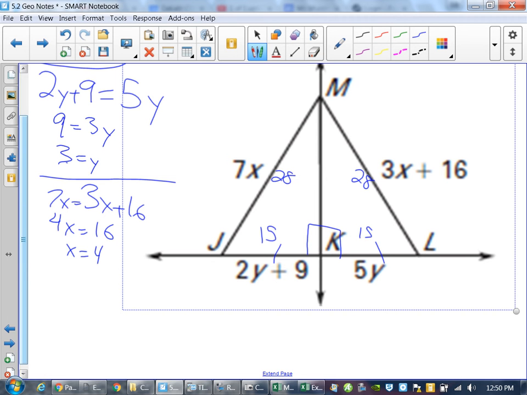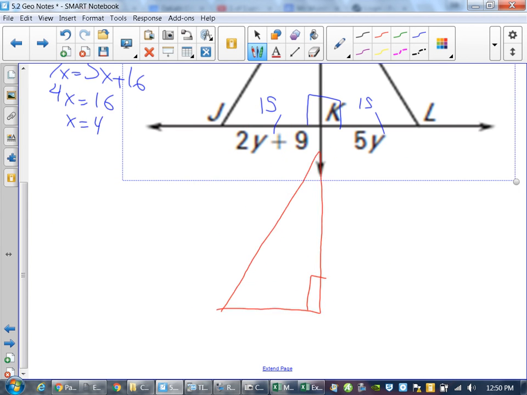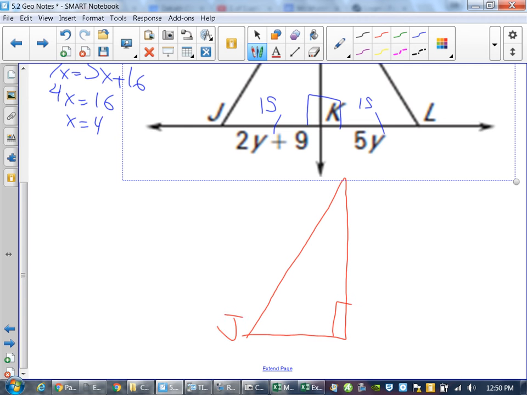Right. What if I asked you to figure out what MK is? Do you have enough information to figure that out? Well, let's look at it differently then. If I'm looking at it, everybody agrees that MK, so was it J, okay. This was 15, this was 28, correct? Mm-hmm.